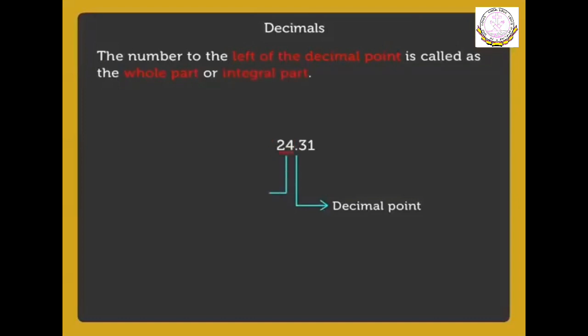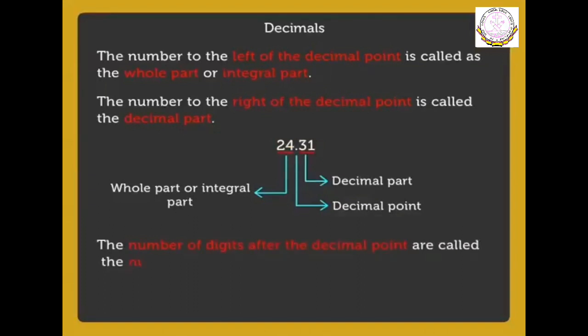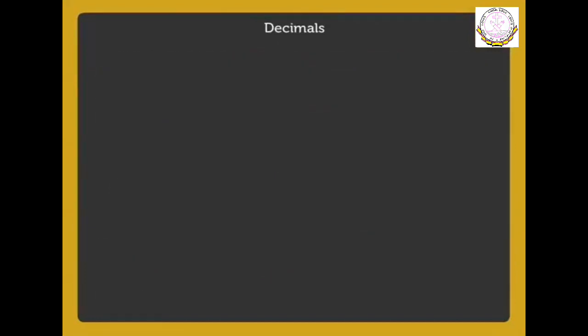This 24 is the whole part or integral part. The number to the right of the decimal point is called the decimal part. This 31 is the decimal part. So in this, 24 is the whole part, then the decimal point, and then 31 is the decimal part. And remember children, the digits after the decimal point give the number of decimal places. So there are two decimal places in 24.31. So children, let's understand more with some examples.